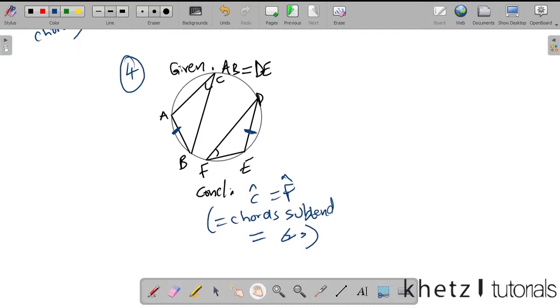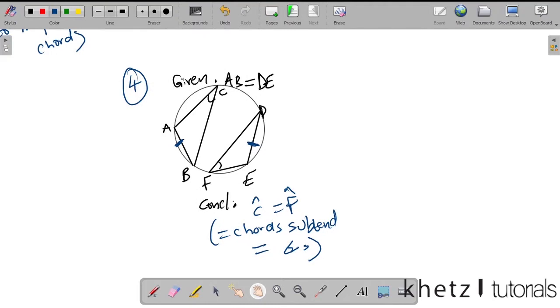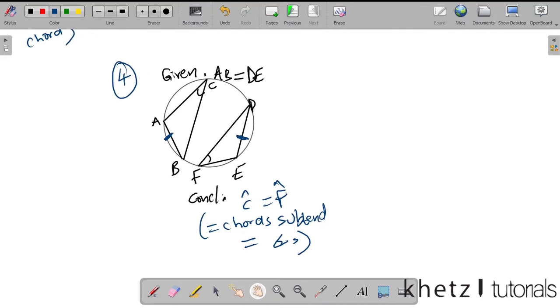This is expected, and it's quite similar to the rule which we talked about when we were dealing specifically with triangles. But now the reason for that is equal chords subtend equal angles. So you have DE equal to AB. And if you check, AB faces C, and DE faces F. And that is why we say that equal chords subtend equal angles.